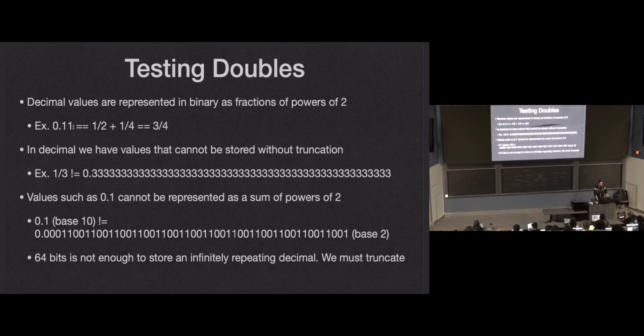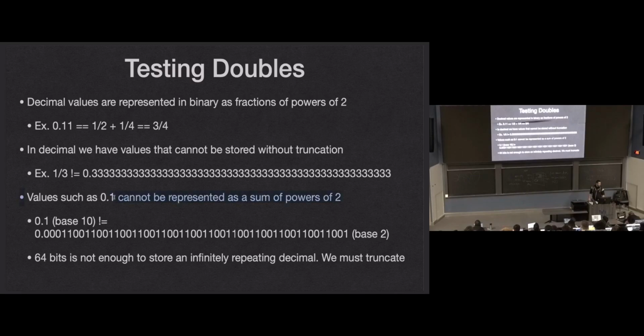0.11 in binary is 1 over 2 to the 1, 1 over 2 to the 2, or 1/2 plus 1/4, so 3/4. So 0.11 in binary is the value 3/4. So we're representing things in a very similar way in binary as we do in decimal. Of course, the computer only speaks binary, so we have to represent everything in binary.